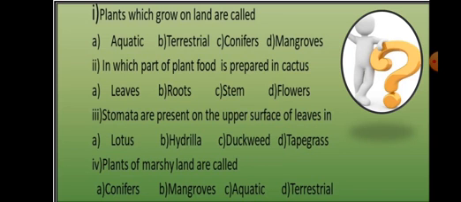Third number, stomata are present on the upper surface of leaves in A lotus, B hydrilla, C duckweed and D tapegrass, and your correct answer is lotus. Fourth, plants of marshy land are called: A conifer, B mangroves, C aquatic and D terrestrial. And children, of course your correct answer is B mangroves.